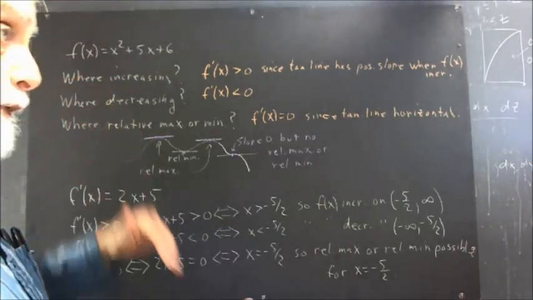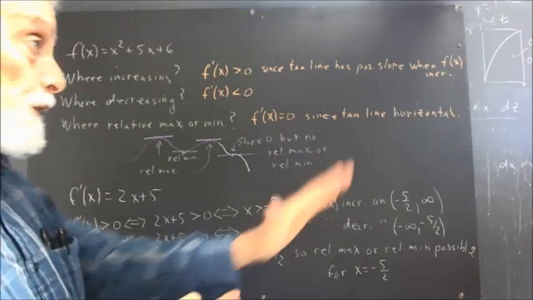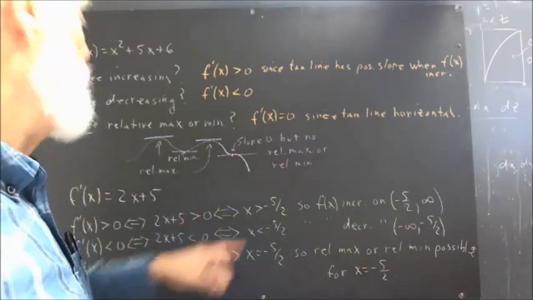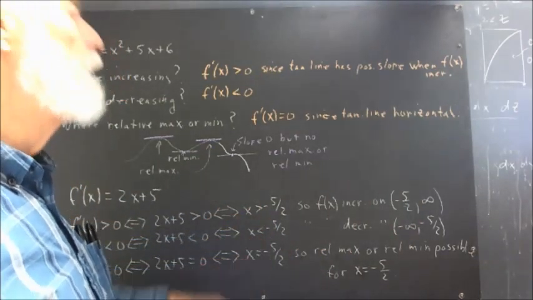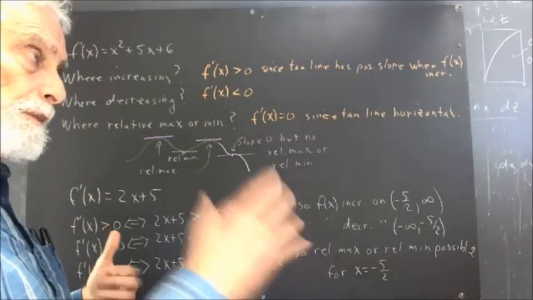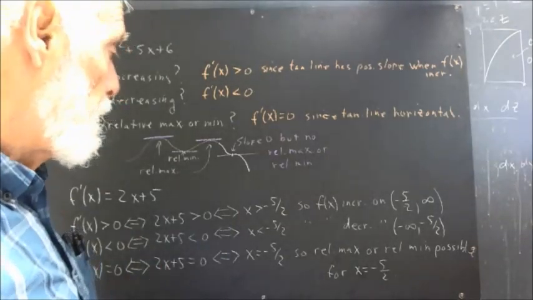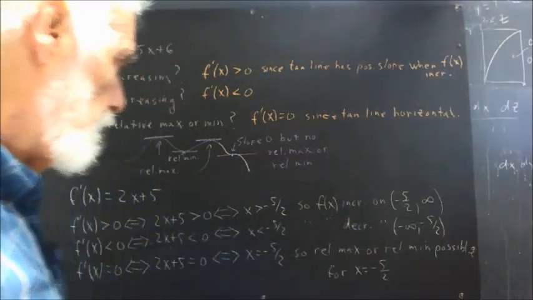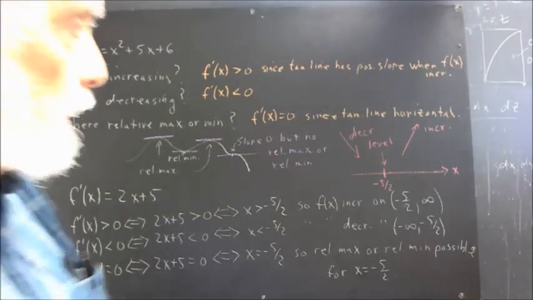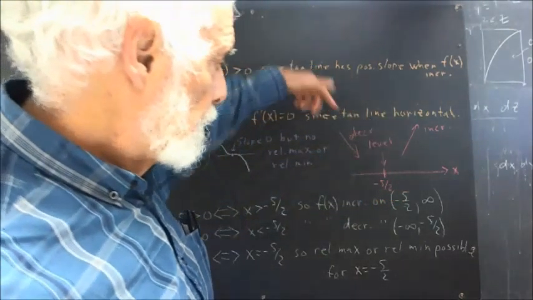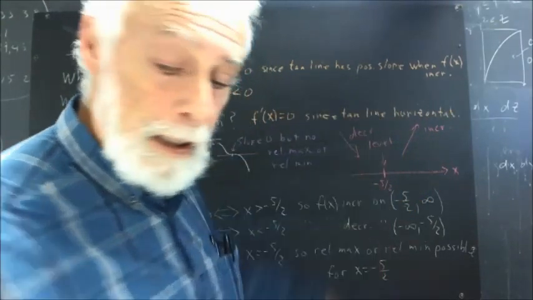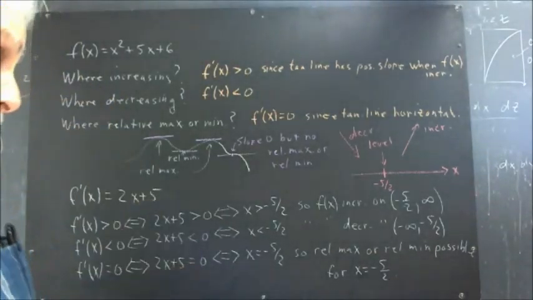Now, if the function is decreasing, then it's level, then it's increasing, that means you have a relative min. So by putting the information together, the function is decreasing to the left, it's level, it's increasing to the right. You do determine that negative 5 halves is a relative minimum. So I can indicate that like so. We're decreasing to the left of negative 5 halves, increasing to the right, and level at negative 5 halves.